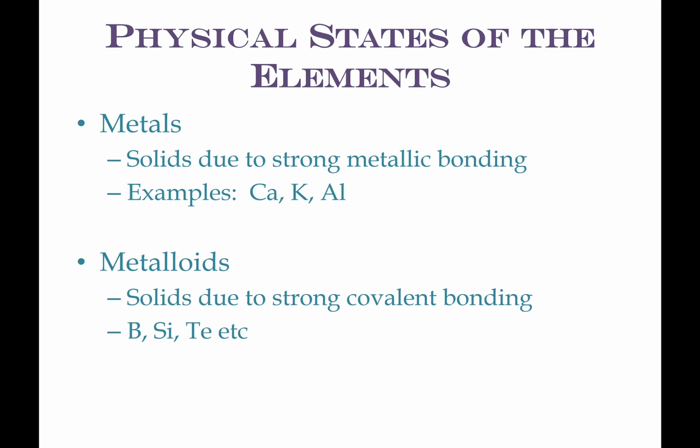So metals tend to be solids at room temperature. We do have one metal, mercury, which is a liquid at room temperature, but for the most part, most of our metals, because they have strong metallic bonds, are going to be solids at room temperature. Metalloids, the semi-metals, right, are solids because they have strong covalent bonds. A lot of them have network covalent bonds and different types of covalent bonding present. But for the most part, they have relatively strong intramolecular forces that cause them to be solids at room temperature.